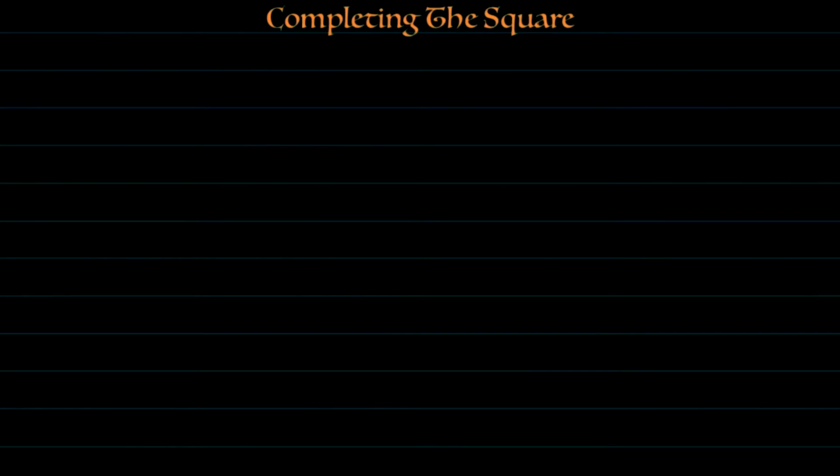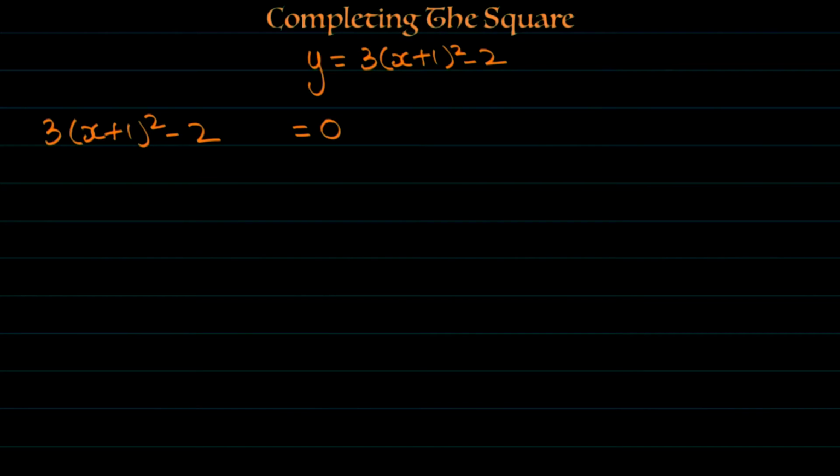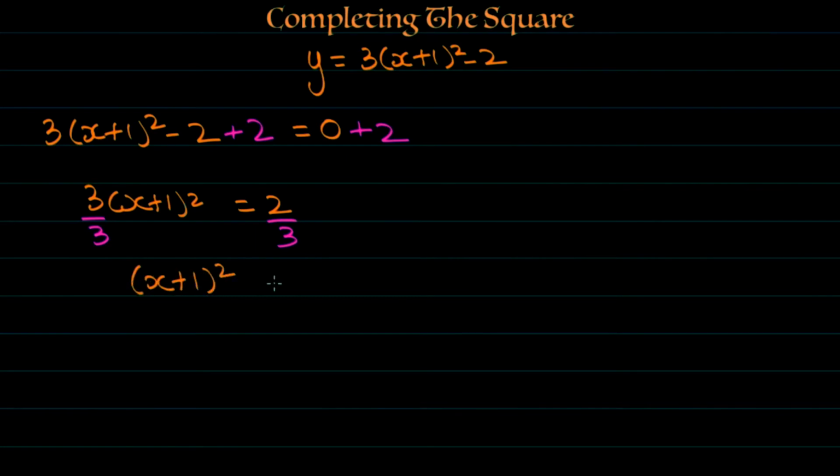So now that we have completed the square, there are a couple of things that we can do with our equation. And the first thing we can do is set y equal to 0 and solve for x. And that would give us the roots of the equation. So let's do that first. 3(x plus 1) squared minus 2 is equal to 0. So if we add 2 to both sides, then that will give us 3(x plus 1) squared is equal to 2. So now we should divide both sides by 3. So now we have (x plus 1) squared is equal to 2 over 3.